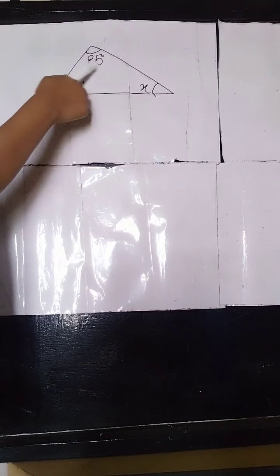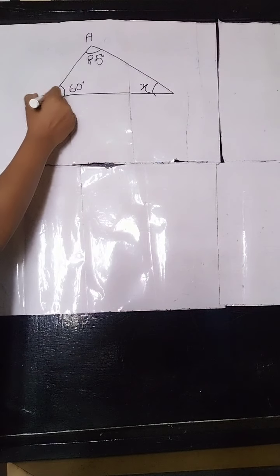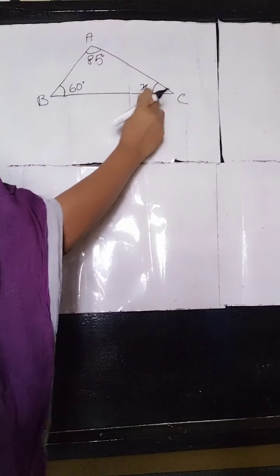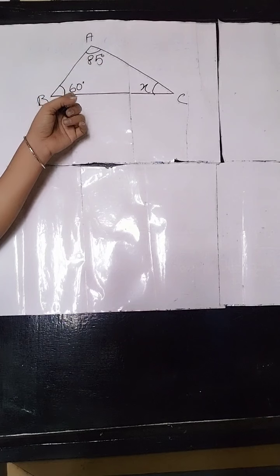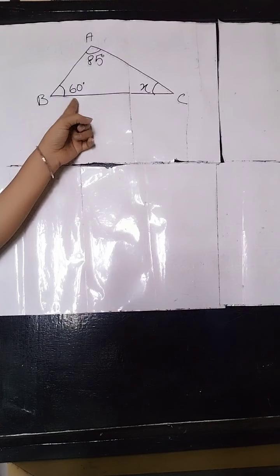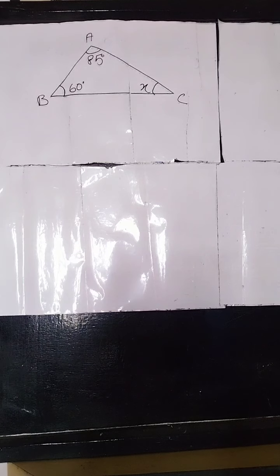Suppose this angle is called angle A, this angle is angle B, and the third angle is angle C. You are given the values of angle A and angle B, and you are asked to find out the value of angle C, that is X, which is missing. How will you find out the value of the third angle?